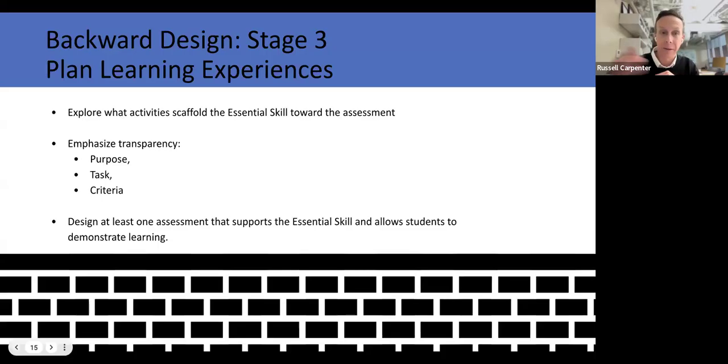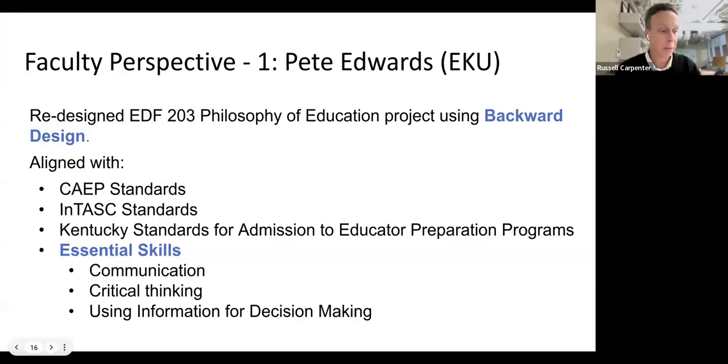And then, of course, ensuring that you have at least one assessment that supports the essential skill to allow students to demonstrate learning and ensuring that that is well aligned. Once you're at the assignment level, not only explaining and defining the essential skill from the outset, but reinforcing that essential skill, not only in different phases of the course, but in assignments as well, to ensure that students are coming back to this and the course and the assignments and the learning experiences are reinforcing how they have learned that essential skill. With that, we're going to move into our faculty case studies.